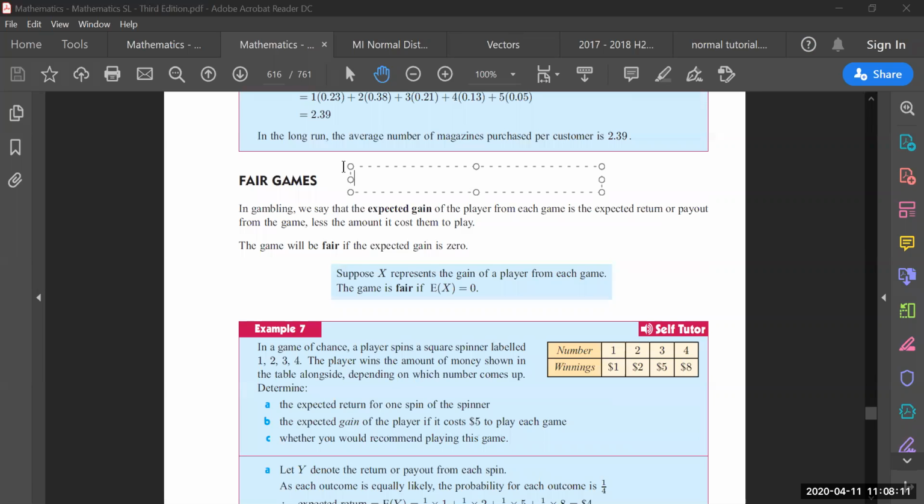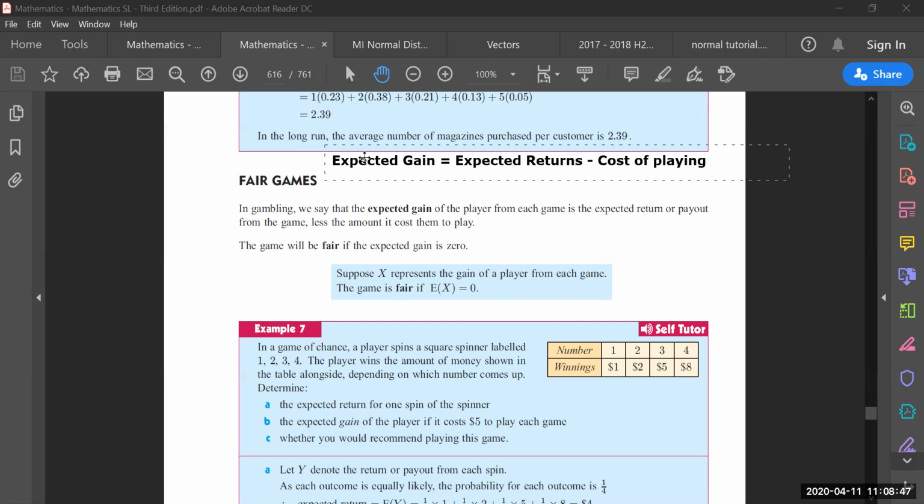Okay, for certain questions, at least for this textbook, how they define the equation is as such: expected gain is equals to expected returns minus the cost of playing. So this is how this book defines the equation of fair games.